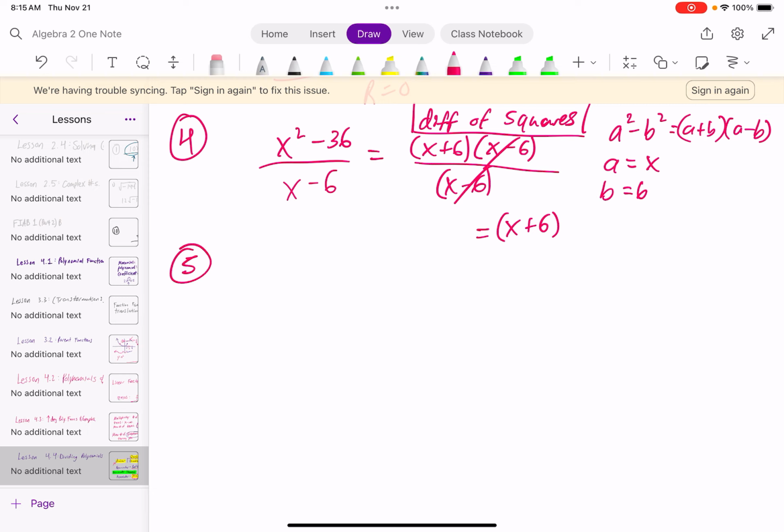Number 5. Remainder 0 means there's no leftover. Divide the polynomials using long division again. You know how to do that. Number 6.